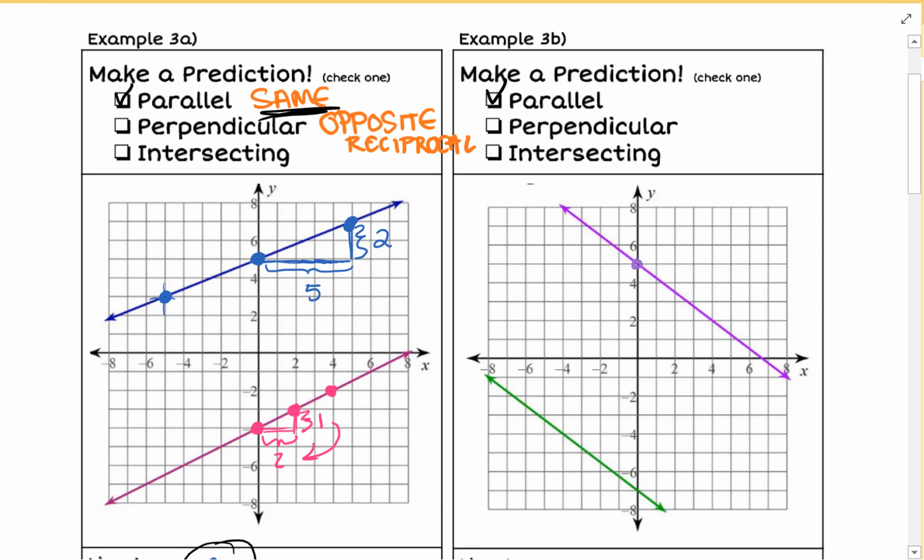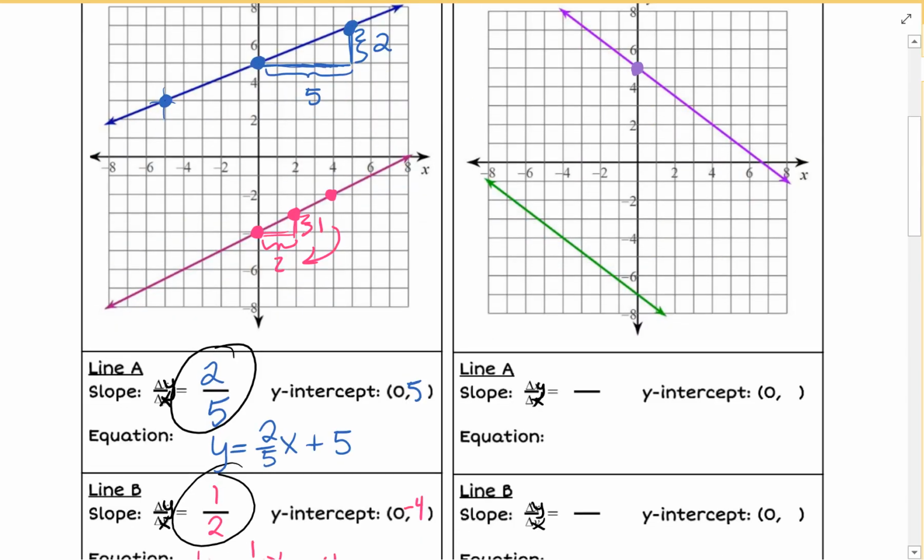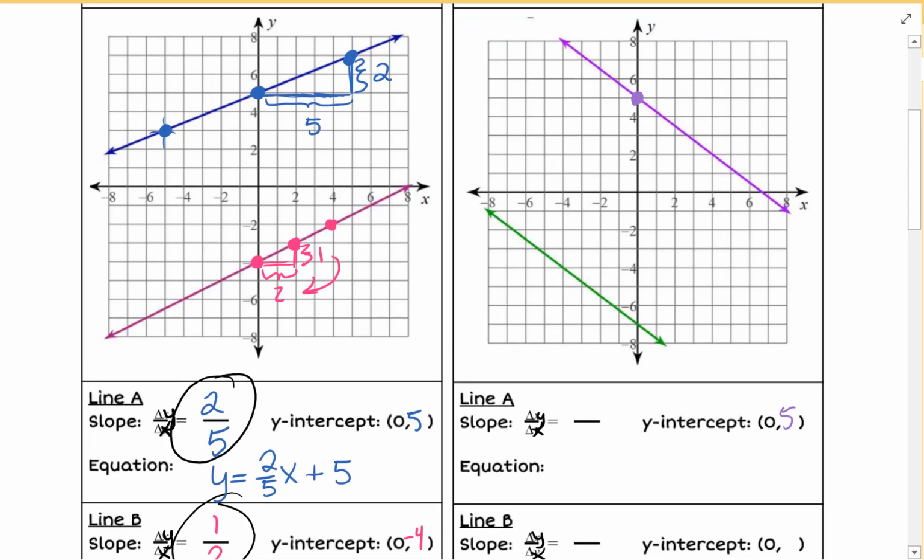Okay, so I'm going to find some points. I see one right here. The y-intercept is 5. So the first line, I will say the y-intercept is 5. And I need to find another point. This one looks good. I'll draw my slope triangle. Delta y is the change in height, so that would be 3. Delta x is the change in width, and that would be 4.